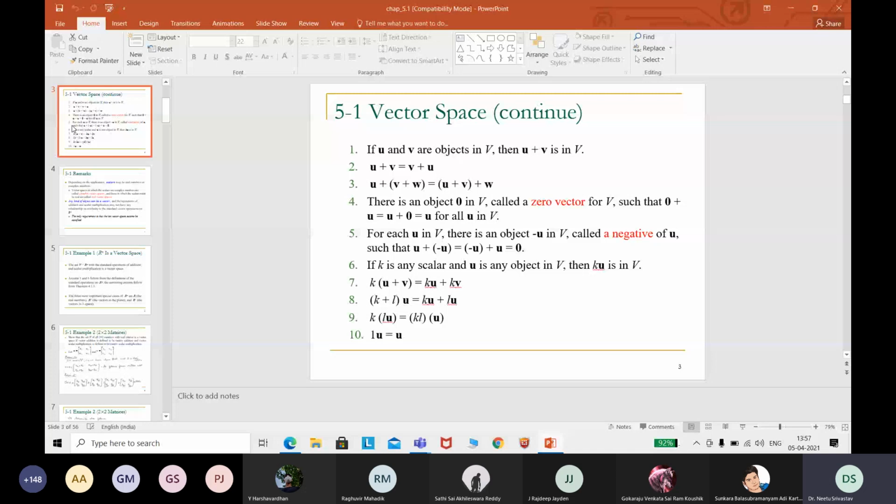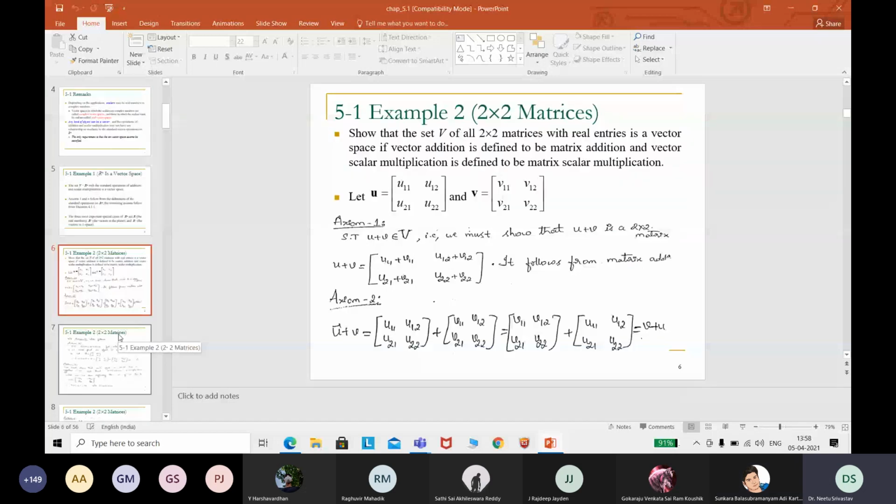Are you doing, or shall I do? Complete it quickly. Otherwise, if you are stuck somewhere, you just tell me, I will do that. I'm not taking you to the next slide. You just verify here. Axiom 3 also follows, that's what you said. LHS will be equal to RHS.